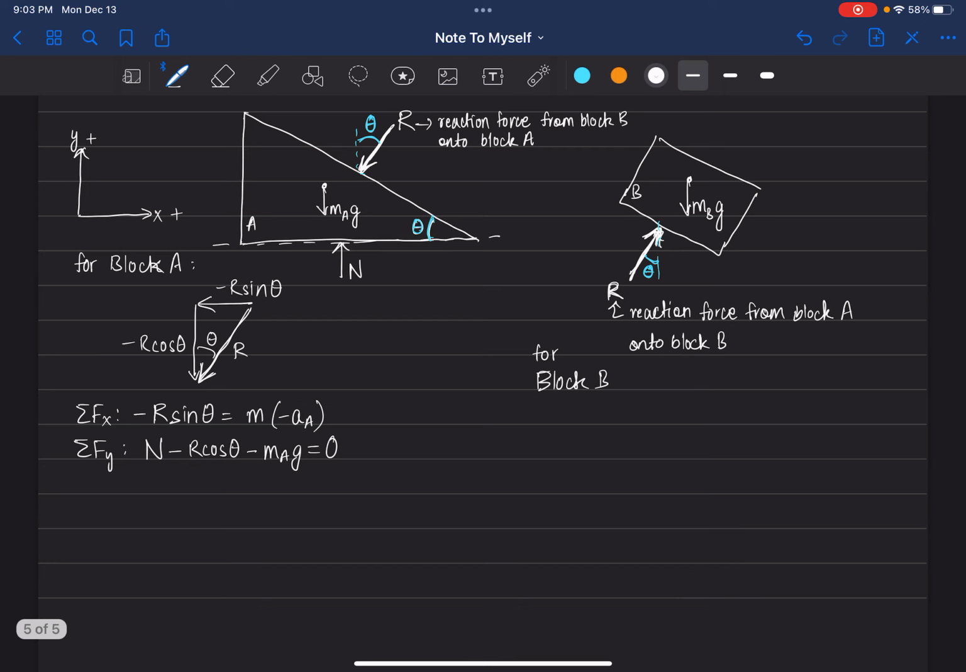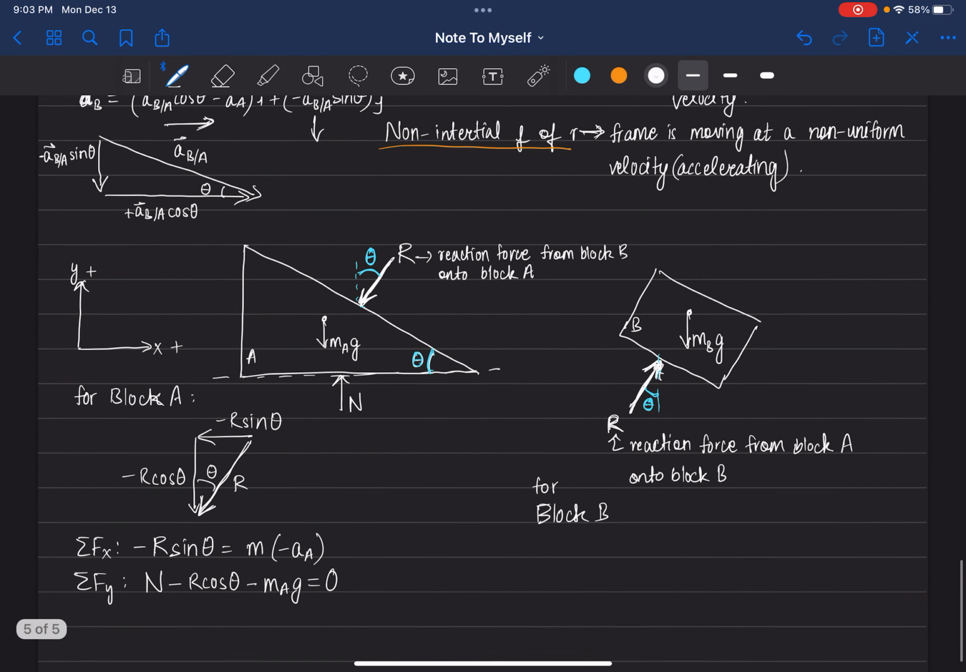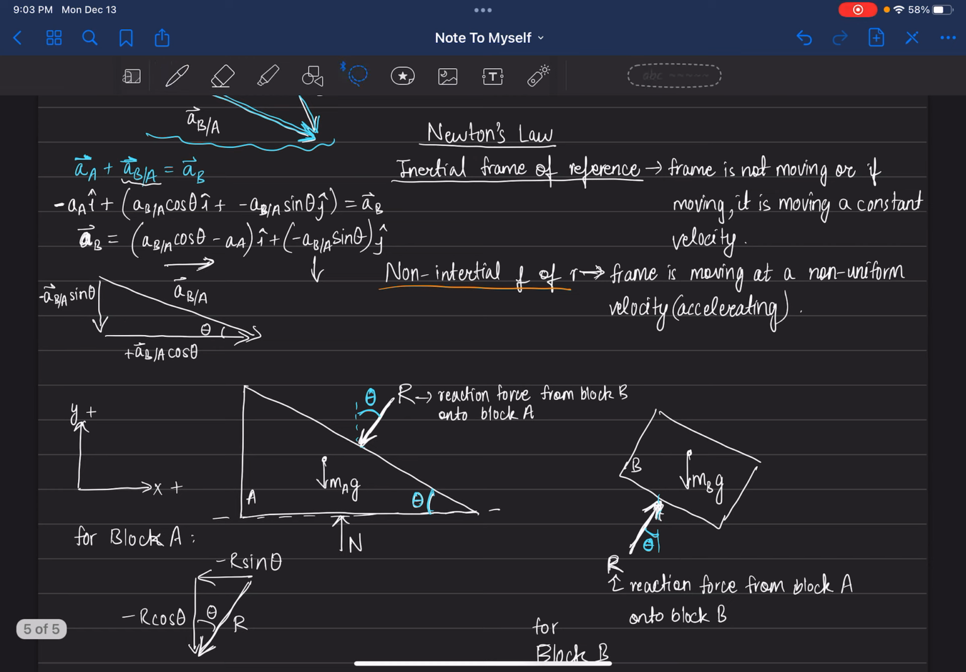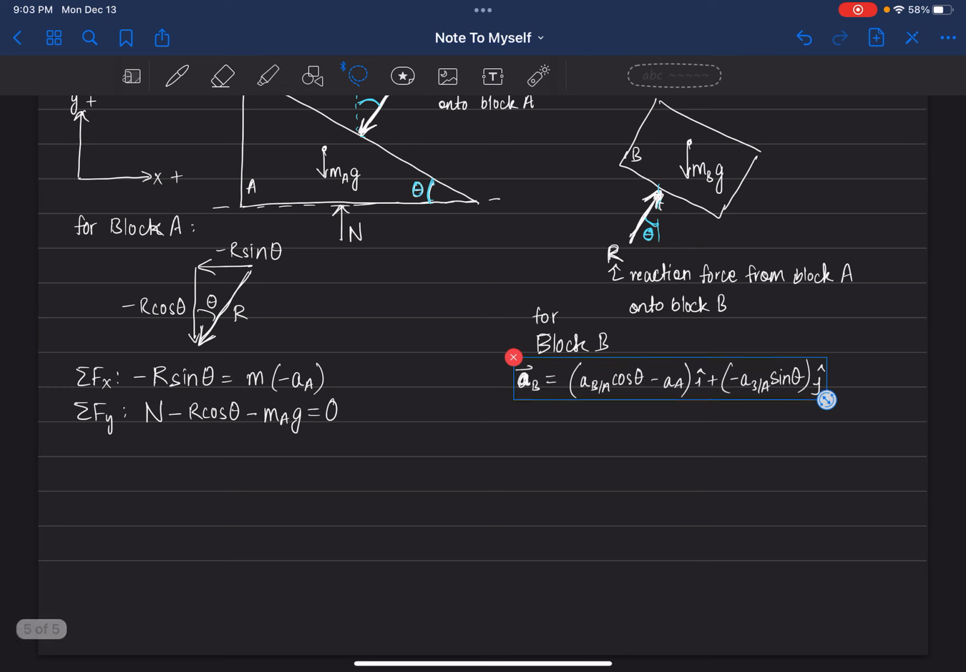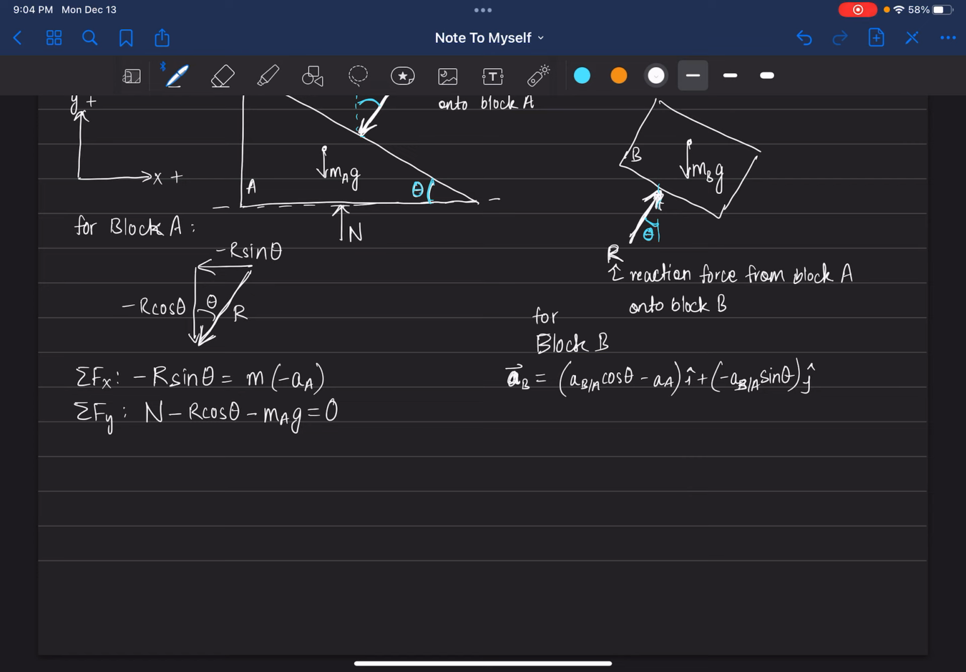Let's look at block B. Now this will be a little tricky. Let me just bring this back. My pen is not working, but let's see. Let me copy this and paste it over here. The acceleration of block B is a vector, and in component form, it is going in the x direction and also in the y direction, which intuitively makes sense like we talked about before.